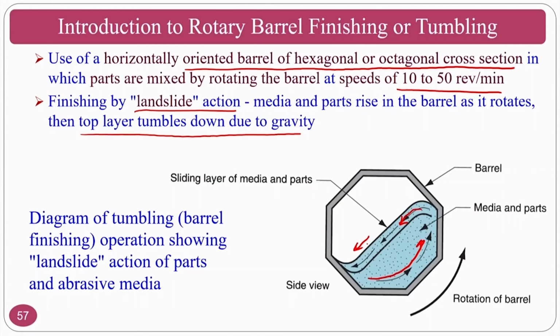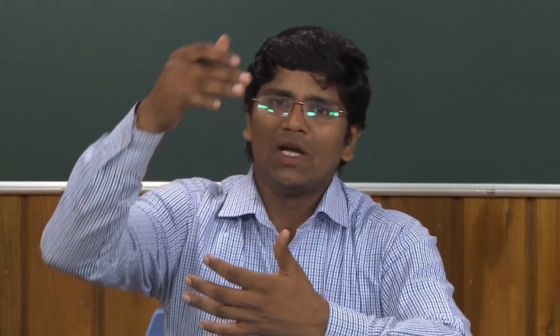These are the medium and parts, and others are mixed here. You have abrasive particles like in the vibratory bowl finishing process. You add them here and you rotate the bowl. Whenever you rotate the bowl, whatever is at the top level will slide to the bottom. So the action looks like a landslide.